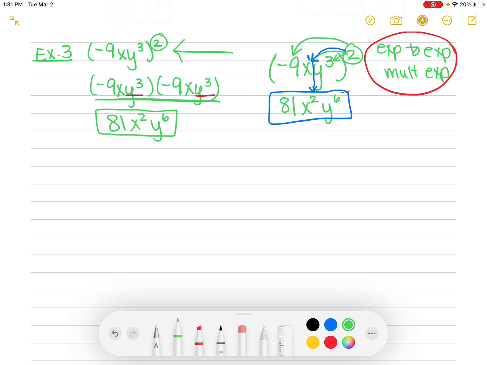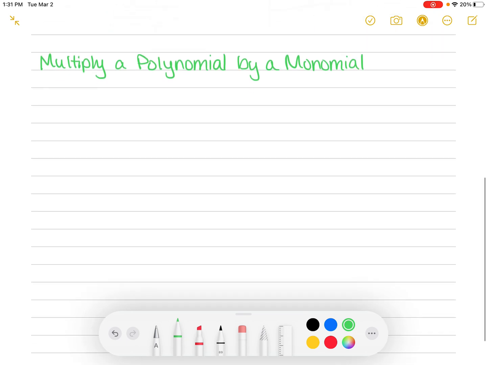Okay, let's move on. So now we're going to do some problems where we multiply a polynomial by a monomial. So remember that a polynomial just means more than one term. Okay, so here's our example 4. And then I'm going to have you do 5 and 6 on your own.